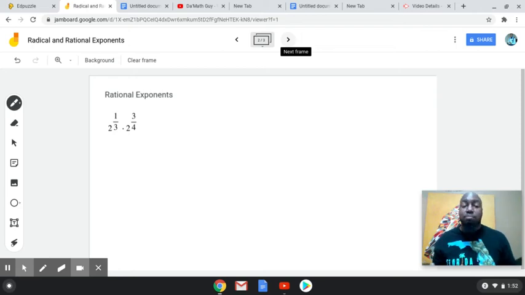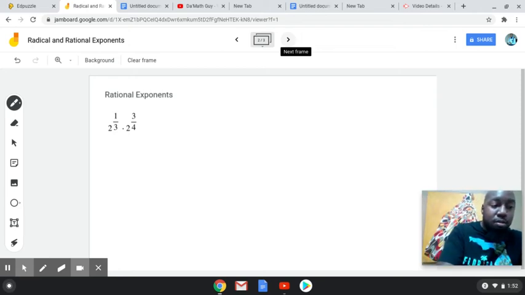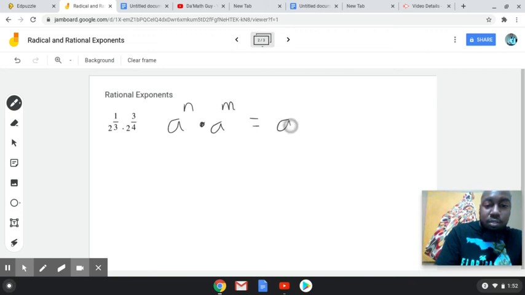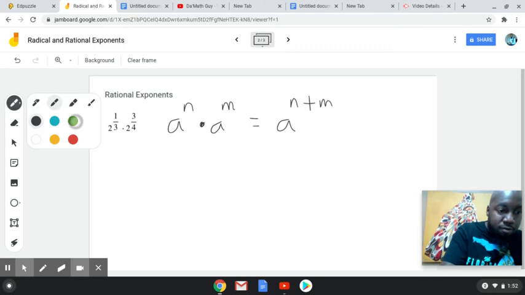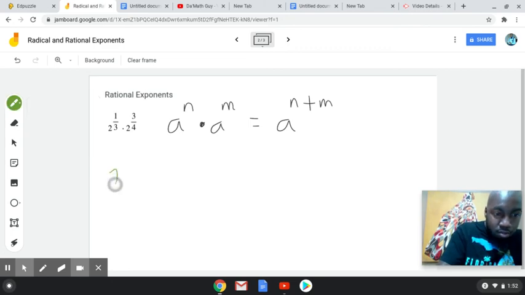That's right, you guessed it. It is the product property. And remember, the product property tells us that a to the n times a to the m equals a to the n plus m, okay? So anytime you multiply two bases, you have to add the exponents. So here we are going to have 2 to the 1/3 plus 3/4. Okay.